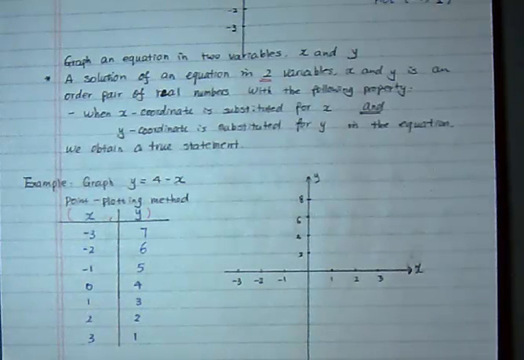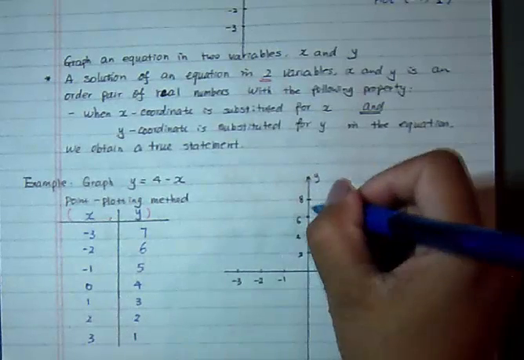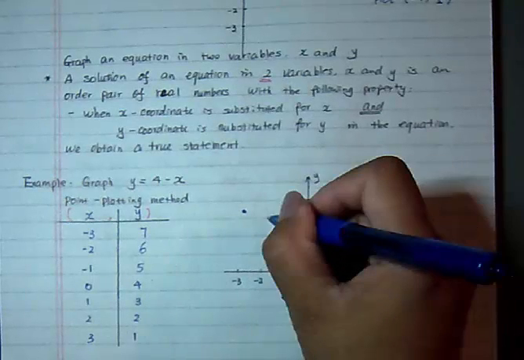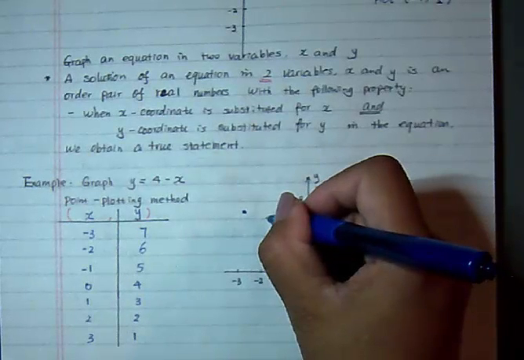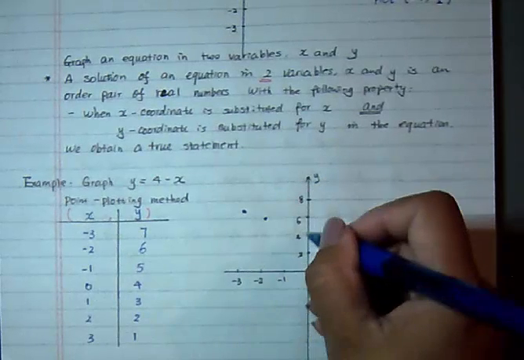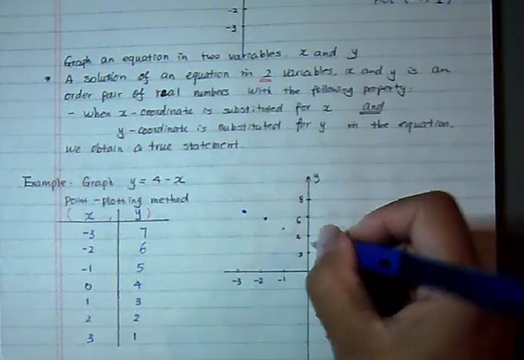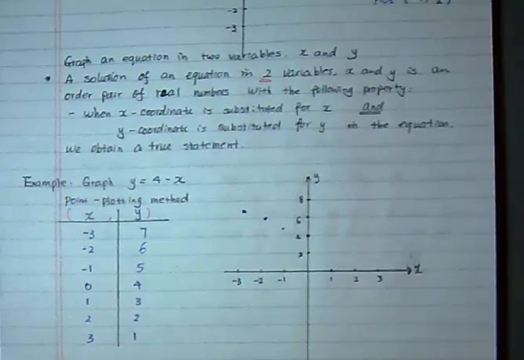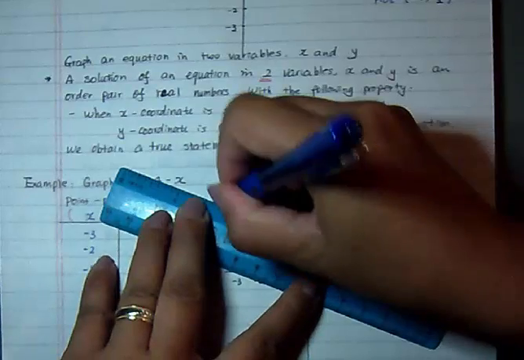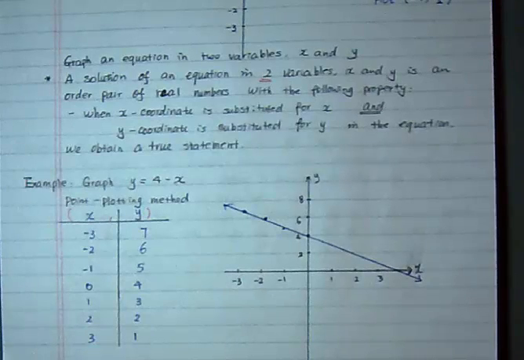So the first point is -3, 7. So -3, 7 is about right here. 6 is -2. -1 corresponding to 5. And you can plot all those points, and 0 is 4, and so on. To save time, I'm just going to skip some of the points. I'm going to connect the line in here. So that's the line we are looking for.